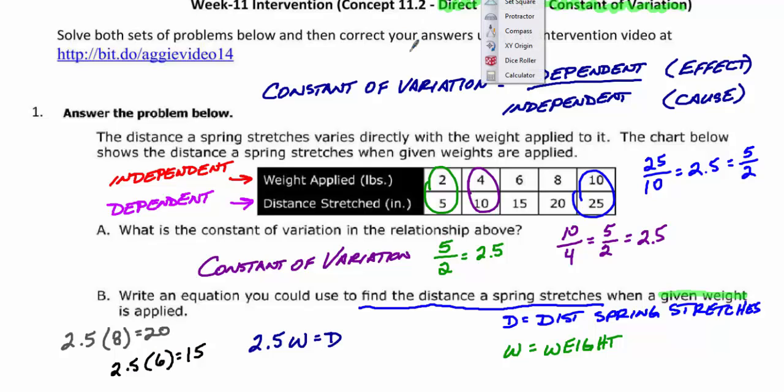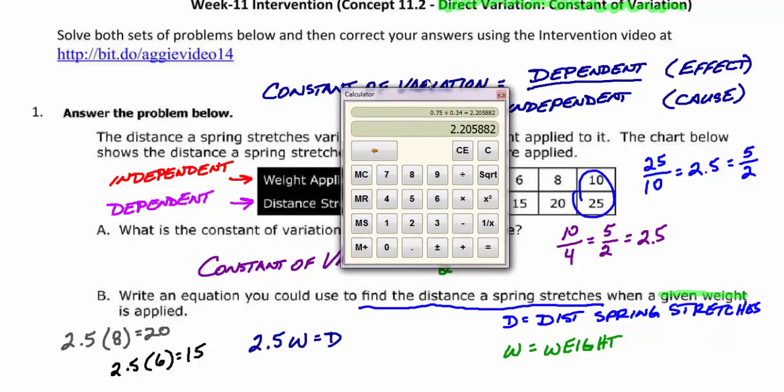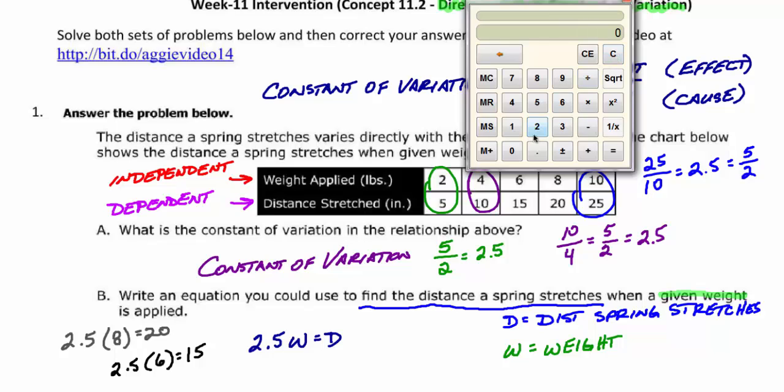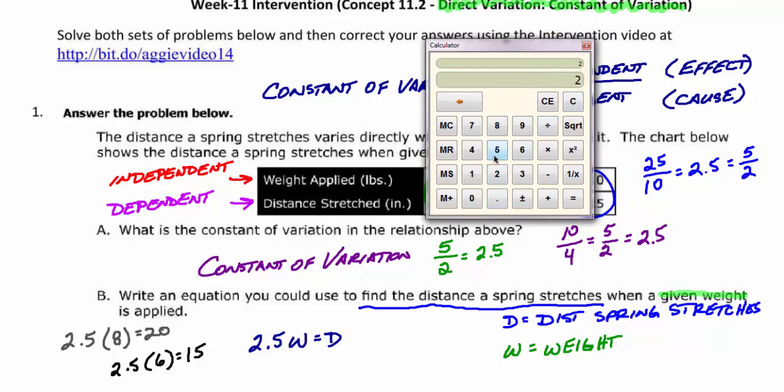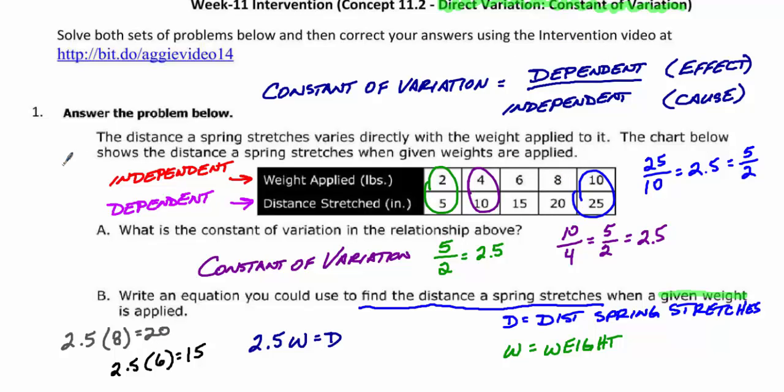And just in case you're one of those people that needs to be shown that, you need the proof of it, I'll show you some proof. 2.5 times 6, there's my 15. 2.5 times 8, there's my 20. So that's constant of variation.